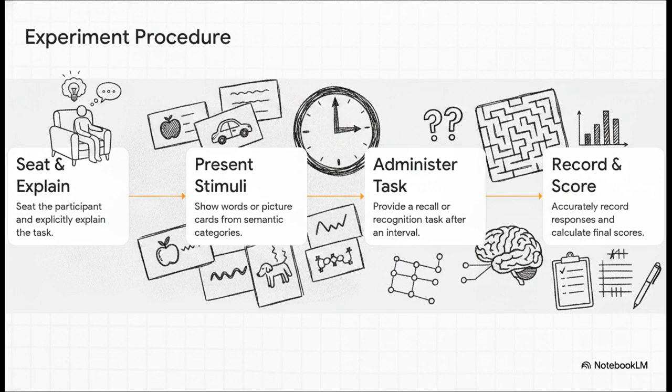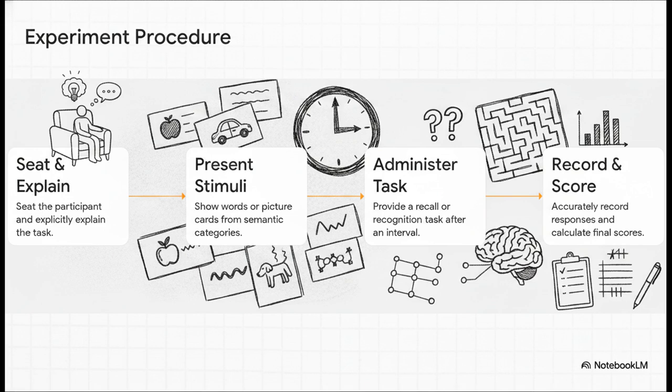So here is your actual procedural methodology. First, you'll seat your participant comfortably and explain the task clearly. This establishes a standard baseline. Next, you're going to present a series of words or picture cards belonging to different semantic categories, and you must allow sufficient and uniform time for observation.